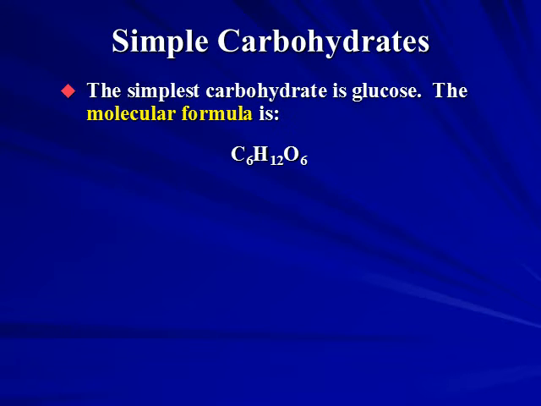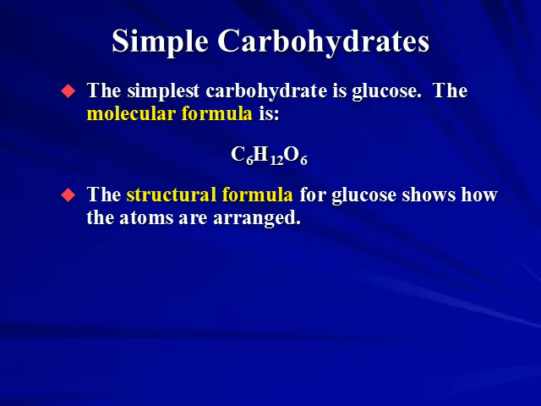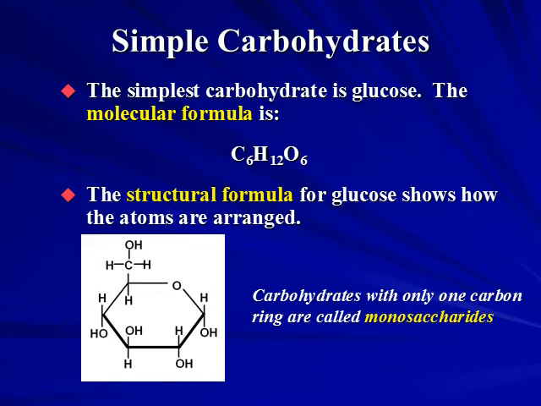The simplest carbohydrate is glucose. The molecular formula is C6H12O6. The structural formula for glucose in the diagram shows how the atoms are arranged. Carbohydrates with only 1 carbon ring are called monosaccharides.